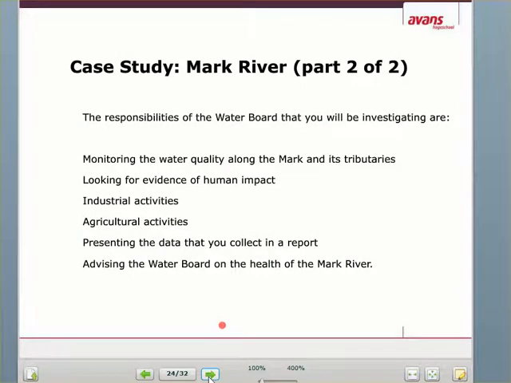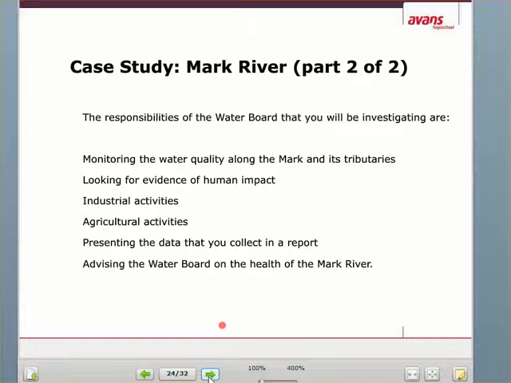The other thing is your responsibility, which you'll be taking over for the water board, is to monitor the quality along the Mark, and one of its tributaries would be nice. Look for evidence of human impact. So you can choose what you want to look at. It would be nice if at least one group did a farm and another group did a factory. It would also be nice if at least one group chose the lower Mark and another group chose the upper Mark. But that's up to you. So that means industrial activities, agricultural activities.